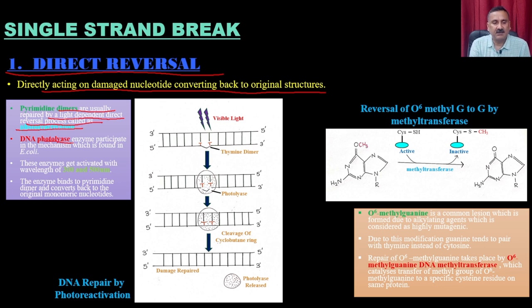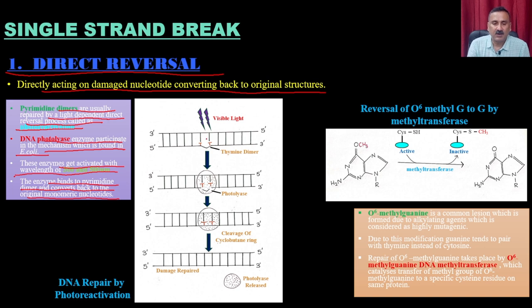DNA photolyase enzyme participates in the mechanism, which is found in E. coli. These enzymes get activated with wavelengths between 300 nanometers and 500 nanometers. The enzyme binds to the pyrimidine dimer and converts it back to the original monomeric nucleotides.